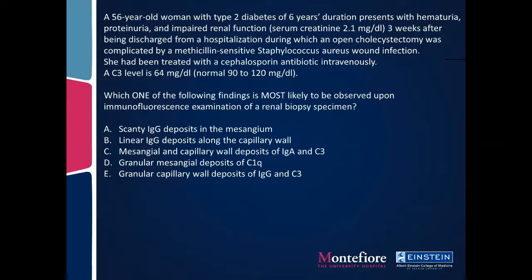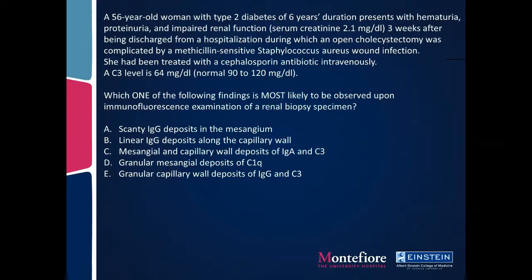So this is the first one. This is a 56-year-old woman. She has type 2 diabetes for 6 years, and she presents with hematuria, proteinuria, and an AKI. Her creatinine at this time is 2.1, and 3 weeks prior to this, she was admitted to the hospital. She had an open cholecystectomy done. It was complicated by MRSA wound infection, and she's been treated with a cephalosporin. At that time, her creatinine was normal, so this is a definite AKI that she's presenting with now.